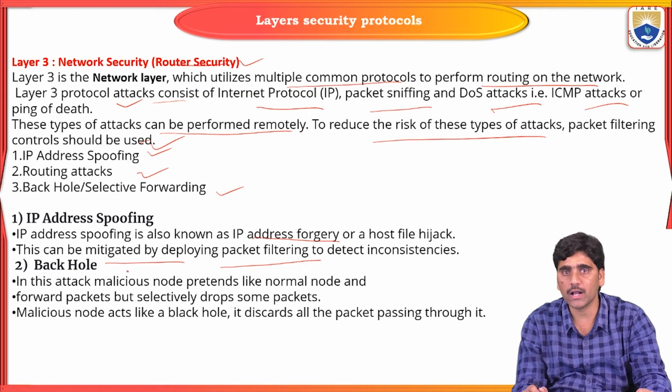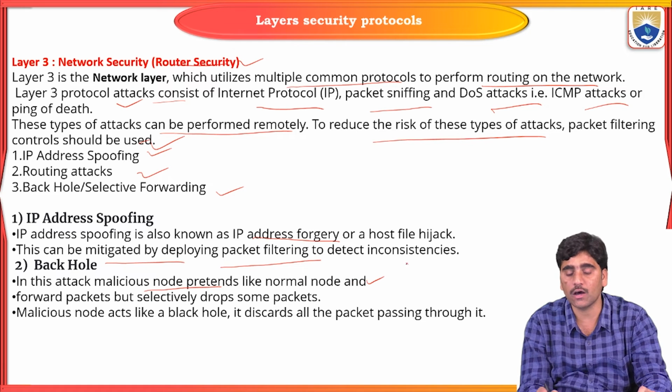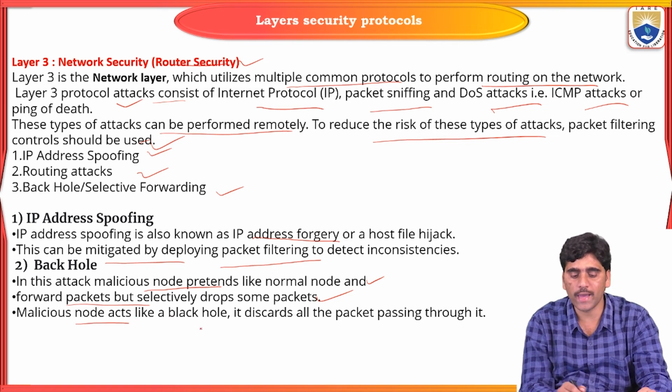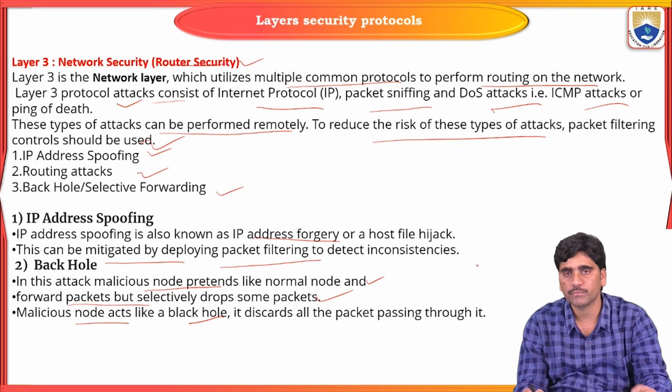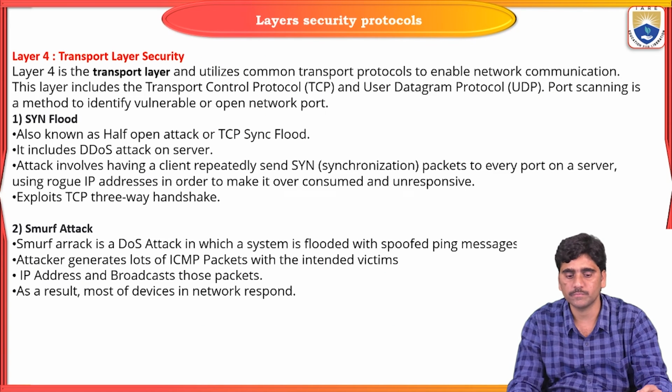The second one is the black hole. In this attack, a malicious node pretends to be a normal node and forwards packets but selectively drops some of them. It sends packets to the destination but selectively drops some packets. Sometimes the malicious node acts like a black hole and discards all the packets passing through it.